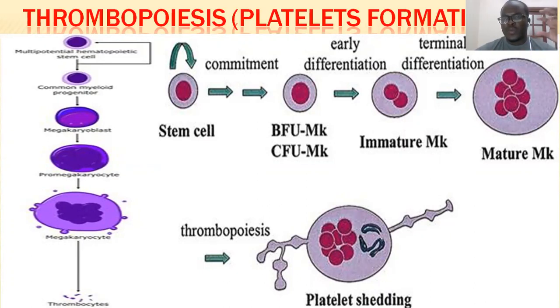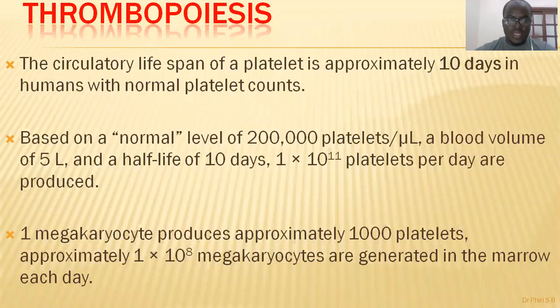You have the hematopoietic stem cell, which is big, and then it will start becoming bigger as it differentiates, until you have the mature megakaryocyte, which is far bigger than the hematopoietic stem cell. So there is an increase in terms of size. And this mega cell is why it's called megakaryoblast or megakaryocyte. This very big cell will now start shedding off platelets. From one mature megakaryocyte, you can form about 1,000 platelets. It's a lot of platelets from just one cell because it's so big.